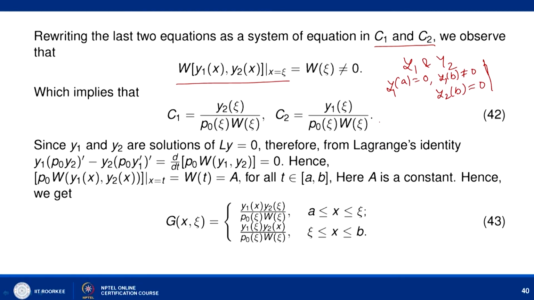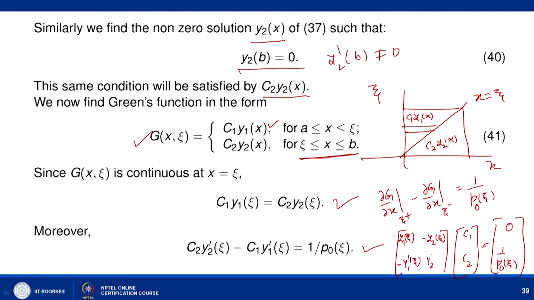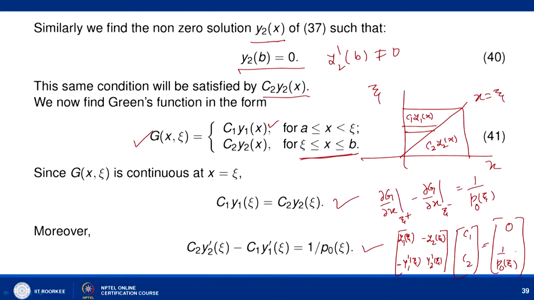In fact, you can write these equations here: C1 C2 equal to 0 and 1 upon p naught xi, and here the matrix has y1 xi, minus y2 xi, minus y1 dash xi, y2 dash xi. If we write these two equations in terms of a matrix equation, Ax equal to b kind of thing.